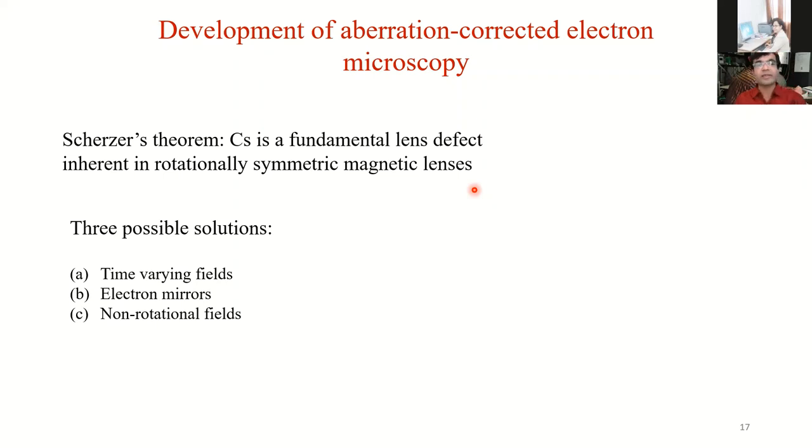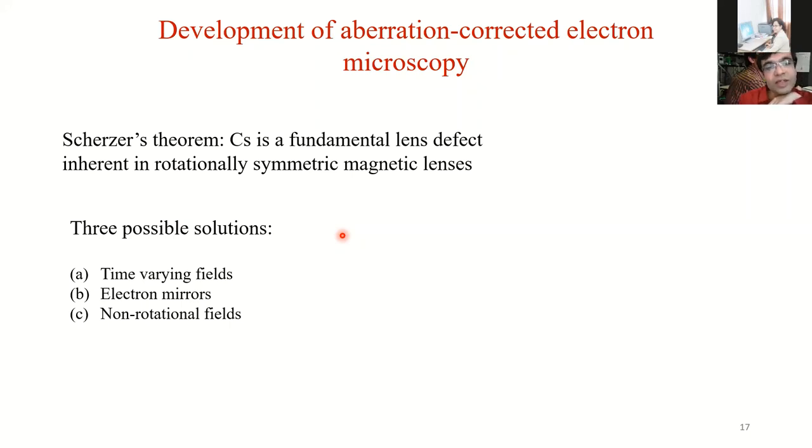Another thing is you have insignificant chromatic aberration at high voltages, but at the high voltages the spherical aberration becomes dominant. There is no direct relation of Cs to the energy, but the logic behind that is when you increase the energy of the electrons, at the same objective lens excitation, the focal length of the objective lens increases with increasing electron energy.